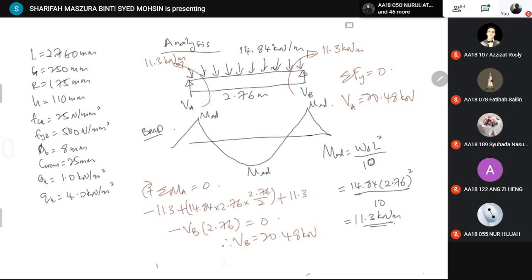So done the analysis part for the calculation of moment and shear force. So based on this moment and shear force value, we can do the reinforcement calculation and shear force check. So then for the reinforcement, then check for shear.